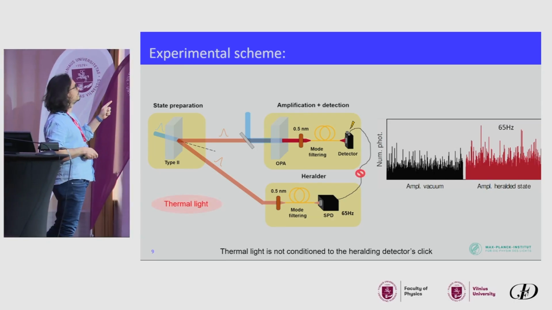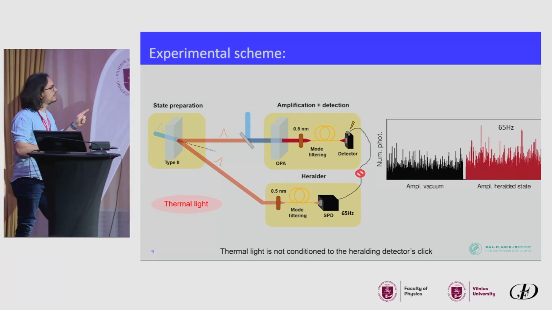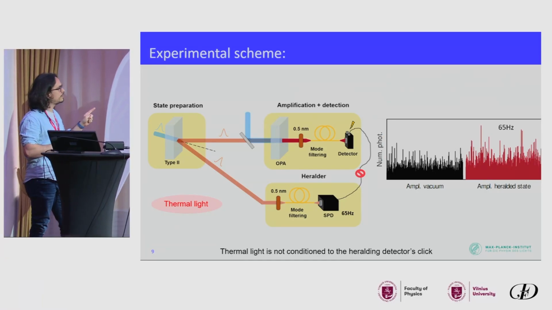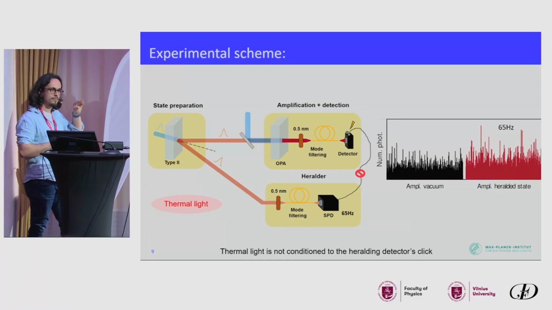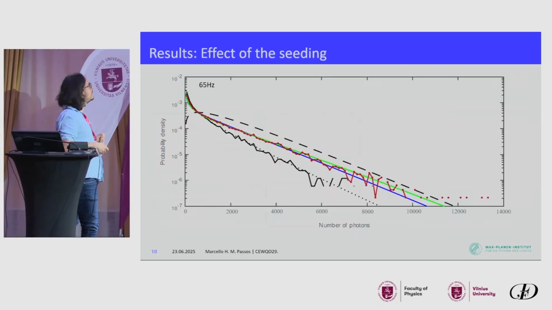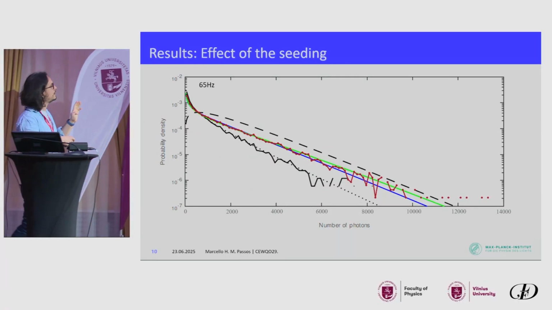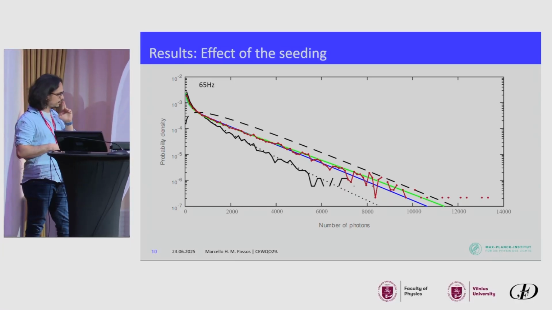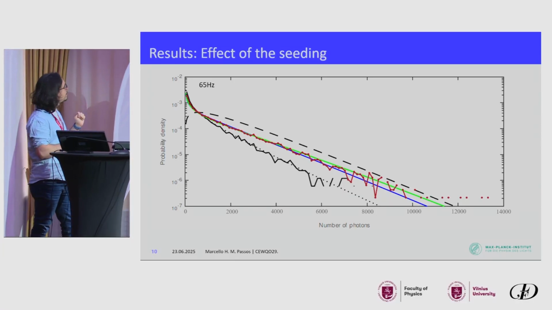Further, we measure thermal light. For thermal light, our single photon detector does not trigger the camera to open the exposure time and get the radiation coming from amplification. So it's free running.